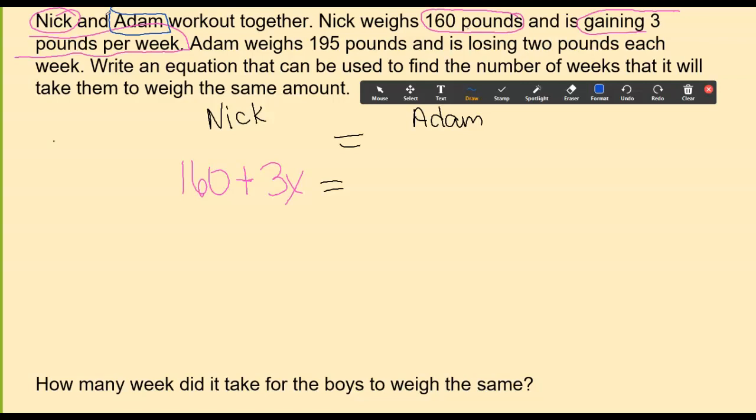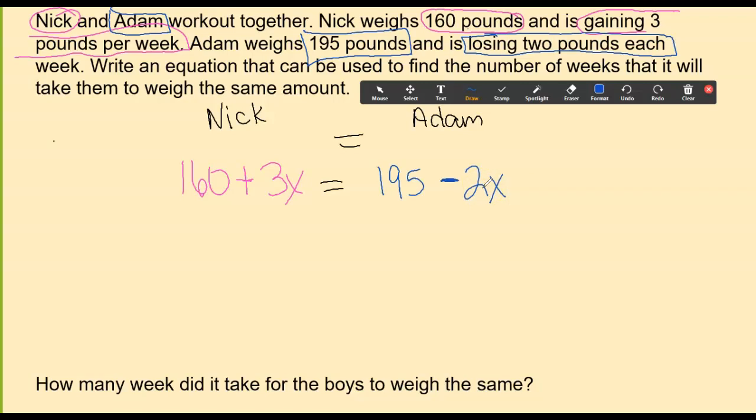So let's go find all of Adam's information. How much does Adam weigh? He weighs 195, so he's starting out at 195. And he's losing 2 pounds each week. So is he adding weight or is he taking weight away? So he's taking away 2 pounds each week. How can I write that? 2x. Everybody sit up, please. So do I have an equation?